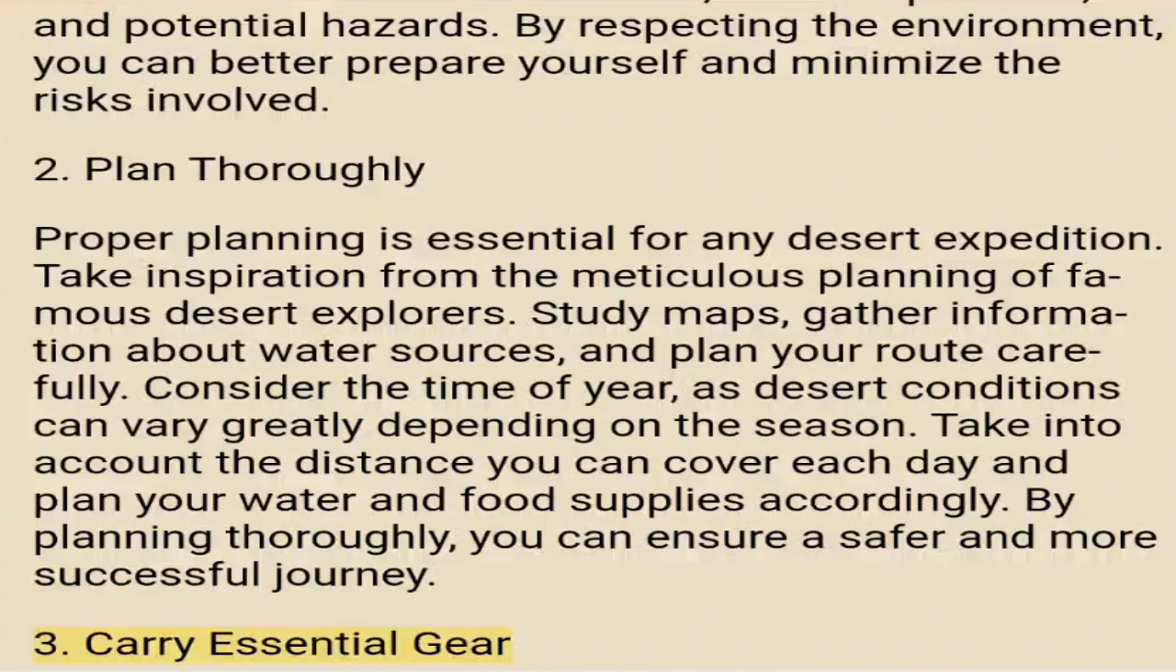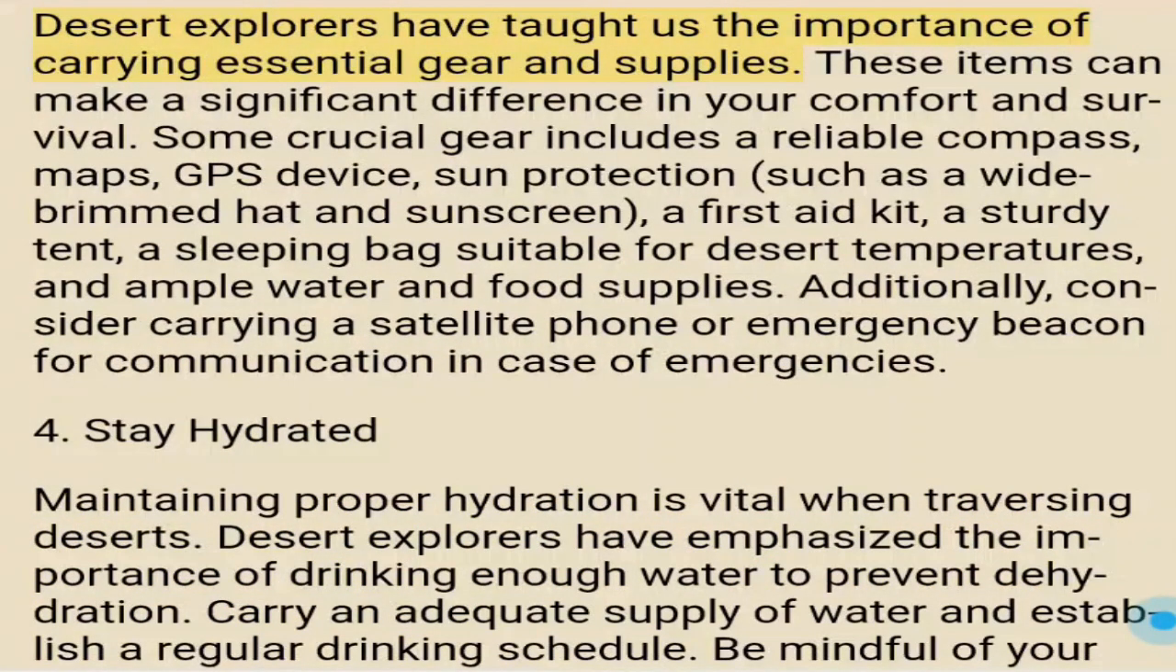3. Carry essential gear. Desert explorers have taught us the importance of carrying essential gear and supplies. These items can make a significant difference in your comfort and survival. Some crucial gear includes a reliable compass, maps, GPS device, sun protection such as a wide-brimmed hat and sunscreen, a first aid kit, a sturdy tent, a sleeping bag suitable for desert temperatures, and ample water and food supplies. Additionally, consider carrying a satellite phone or emergency beacon for communication in case of emergencies.